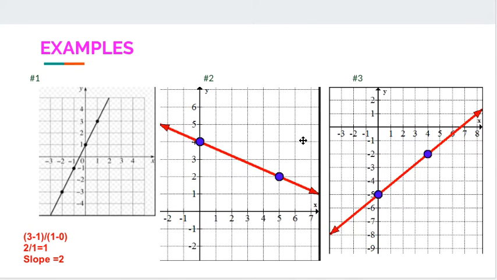Negative versus positive slopes, keep in mind, look at this graph. You're going up to the right, and this one you're going up to the right. This one you're going up to the left and down to the right. So when you go up to the right, you have a positive slope, or down to the left, you have a positive slope. If you go down to the right or up to the left, you have a negative slope.